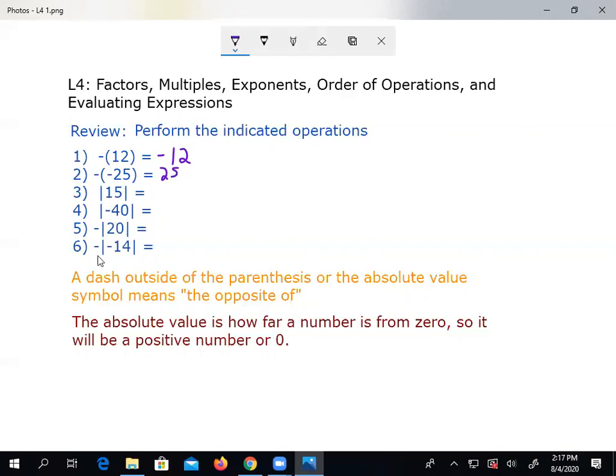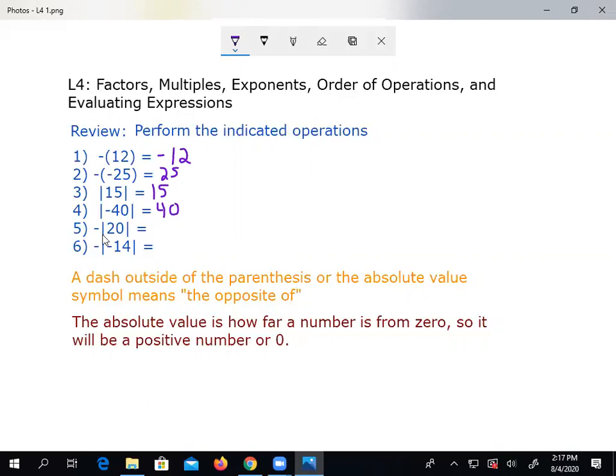These are absolute value symbols. And remember, absolute value is how far a number is from 0. So it's always going to be a positive number or 0. So the absolute value of 15 means how far is 15 from 0? Well, it's just simply 15 units from 0, or just write 15 down. The absolute value of negative 40 just means how far is negative 40 from 0? Well, it would just be 40 units. So again, we just write it as a positive value.